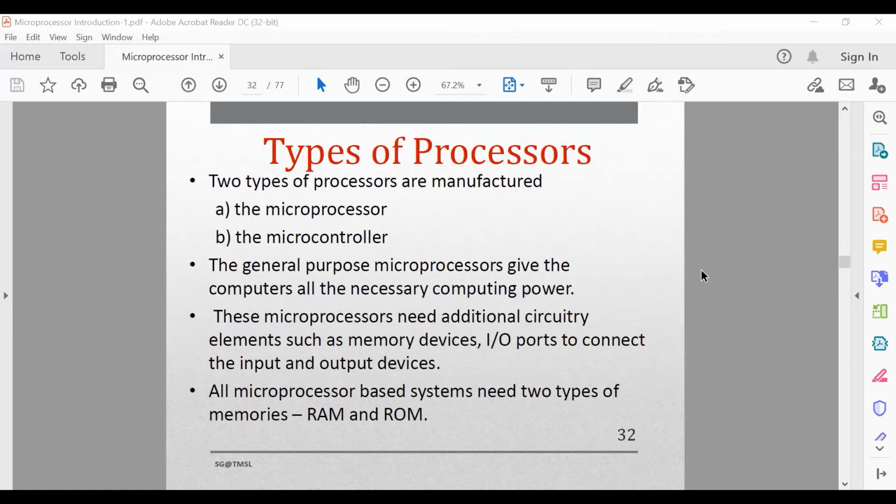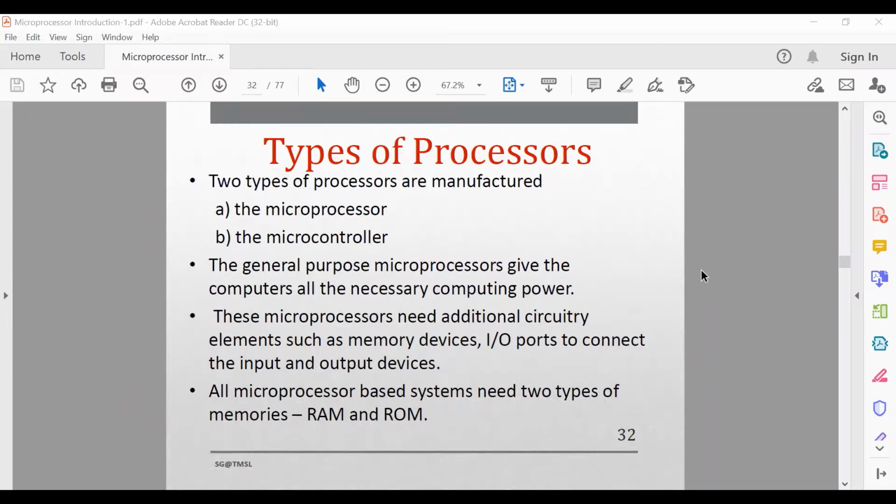Now, all microprocessor based systems need two types of memories. As I have told you earlier, RAM and ROM. RAM is used to store the data, while the ROM is used to store the basic system program, especially the startup program that runs when the microprocessor is powered on. That is called the system program or monitor program. There are numerous microprocessors developed by many companies, and the evolution of microprocessors from 4-bit to 64-bit will be discussed after certain slides.